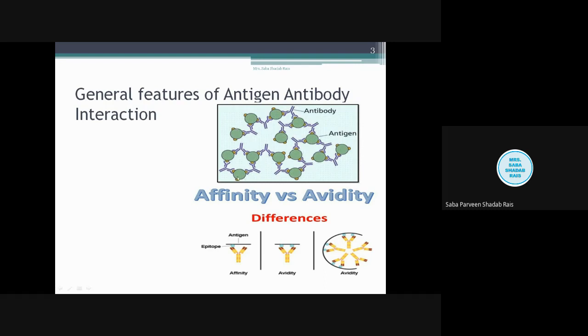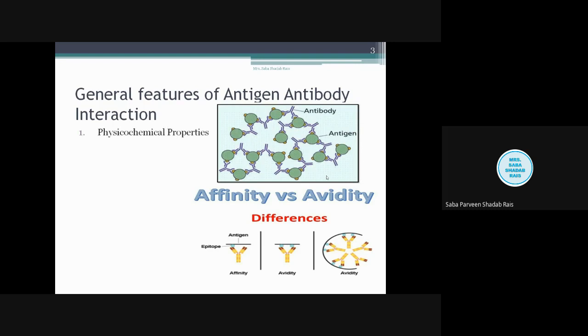So this is called the avidity. We are all going to learn it in detail. That means they can bind, and because of the binding of so much antigen and so much antibody, their complexes are formed, and these immunocomplexes are known as agglutinations.